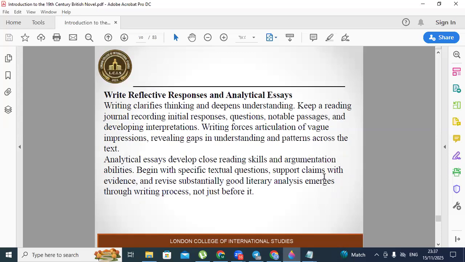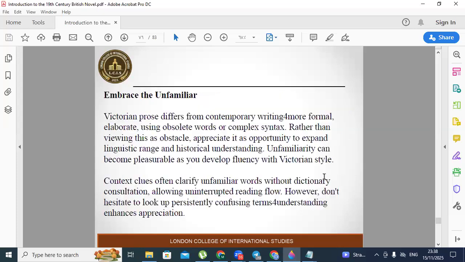Write reflective responses and ethical essays. Writing clarifies thinking and deepens understanding. Keep a reading journal recording initial responses, questions, notable passages, and developing interpretations. Writing forces articulation of vague impressions, revealing gaps in understanding and patterns across the text. Analytical essays develop close reading skills and argumentation abilities. Begin with specific textual questions, support claims with evidence, and revise substantially for good literary analysis. Immerse through the writing process, not just before it.